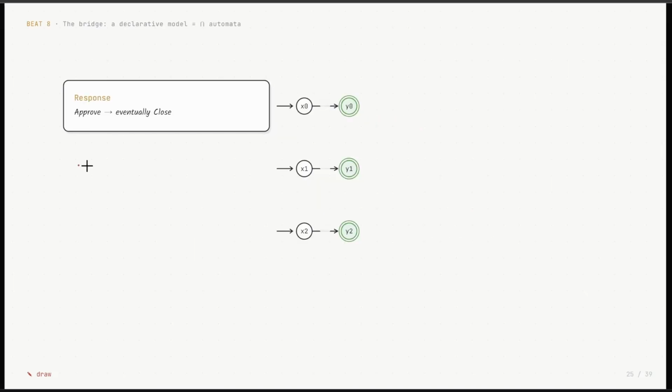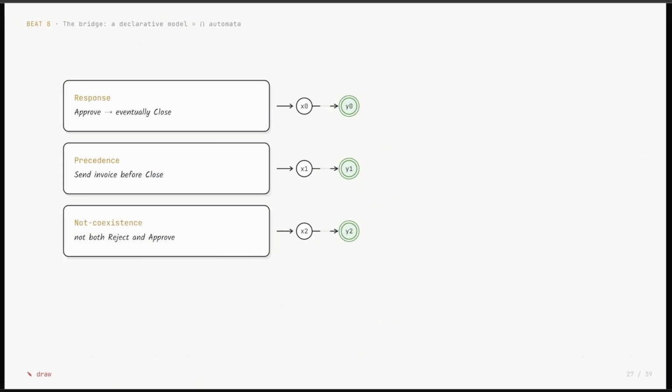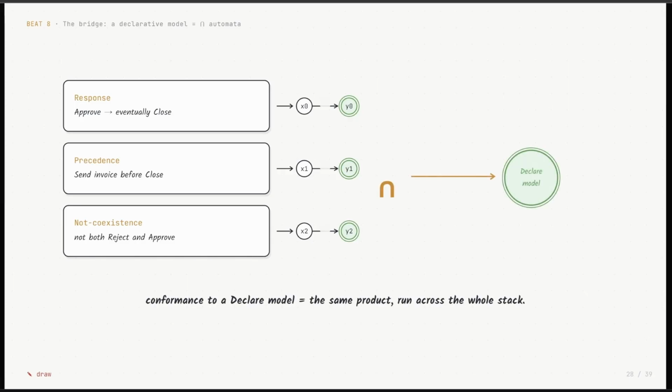Actually, you can build a machine in a declarative way. For example, you can say you have multiple rules, and for each rule you can build a small machine. For example, approve: if you approve, you have to close eventually. You can build it as a machine with two states, x0, y0, and this is the valid stop. Same thing for precedence, send invoice before close. You can build it with a small machine too. This is a machine that represents this. Same with not coexistence, not both reject and approve. So all of these small machines, if you build the intersection of them, you can find your model. So it's like a stack of very small machines to create your bigger machine.